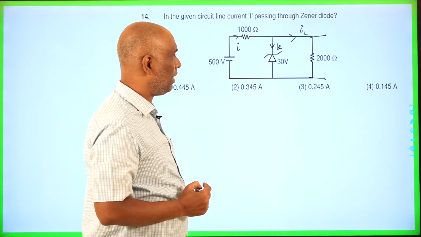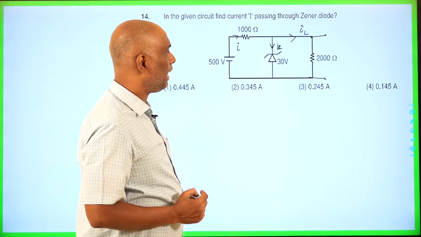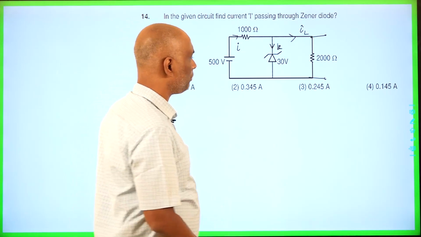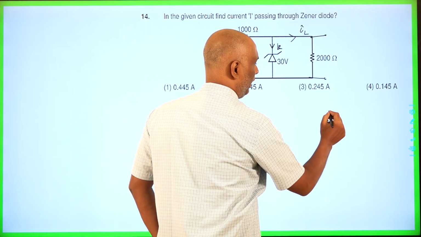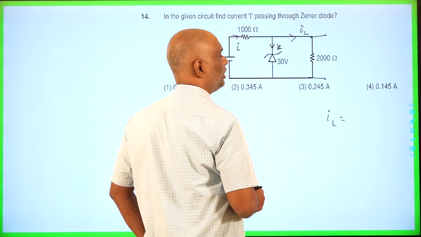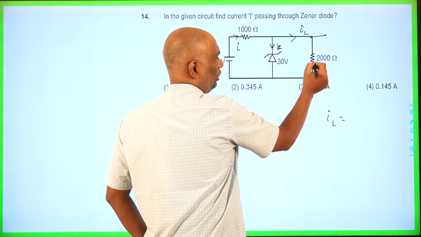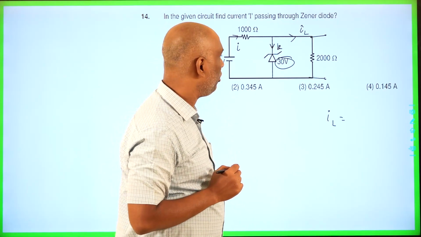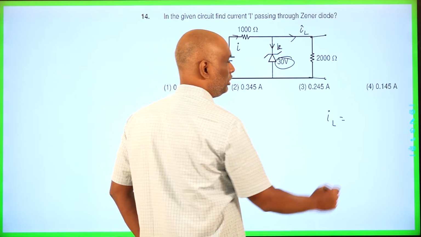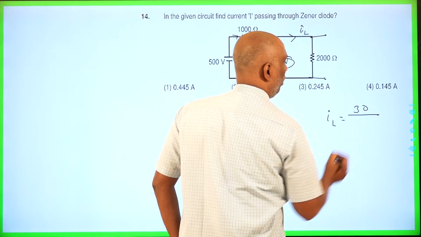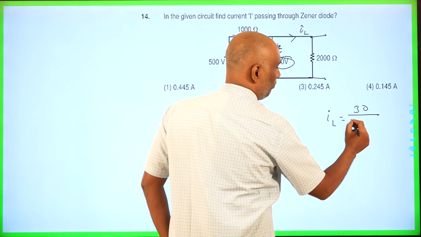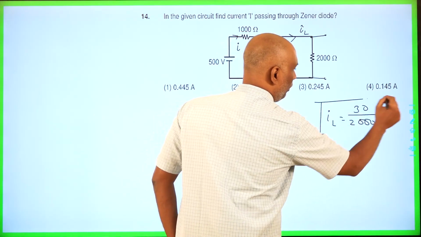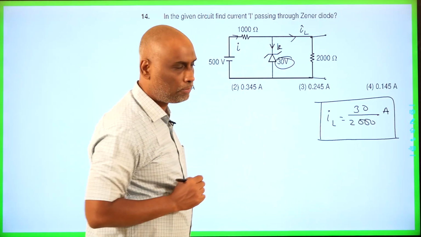How do I calculate these values? First of all, I will calculate the value of I, or else the value of IL. When it comes to IL, the current flowing through the load resistance equals the potential difference between these two, which is the breakdown voltage of the Zener diode, 30 volts, divided by the resistance, 2000. So that many amperes is the current flowing through the load resistance.